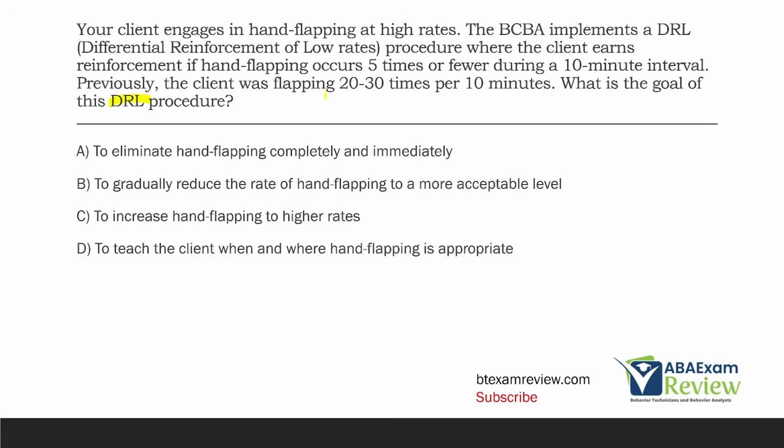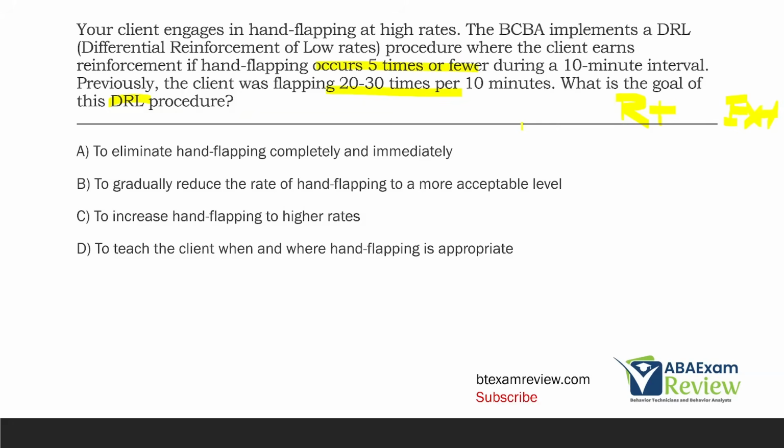So a DRL is a differential reinforcement procedure. And remember, with differential reinforcement, we are reinforcing a target and putting other things on extinction. And with the DRL, what we're typically trying to do is reduce a behavior, but not always eliminate it. So in this case, this client is engaging in hand flapping, and the BCBA has not set out to remove it because the client is still allowed to flap 5 times. Previously, they were flapping 20 to 30. So what's the overall goal of this procedure based on this information?